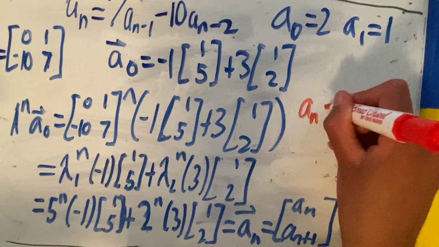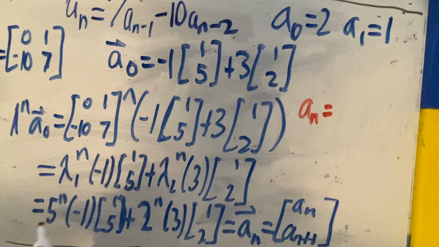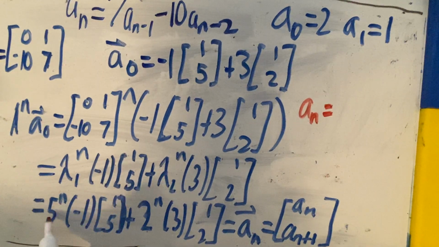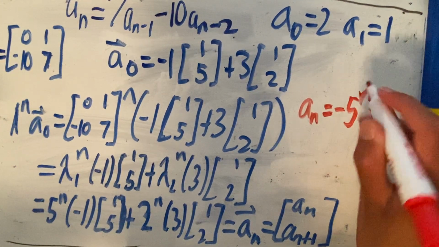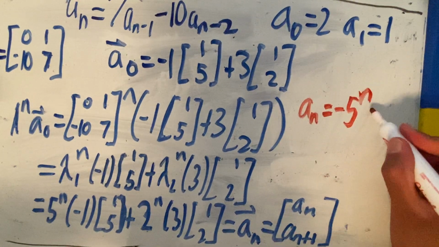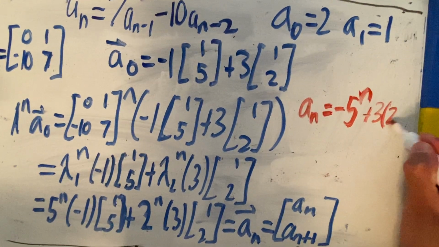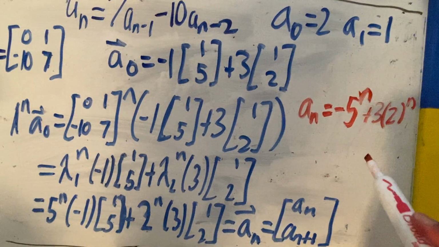a sub n equals, looking at just the top component, minus 1 times 1 times 5 to the n. It's going to be minus 5 to the n. And then here's 3 times 1 times 2 to the n, plus 3 times 2 to the n. And this is the same solution that we got by using the other method.